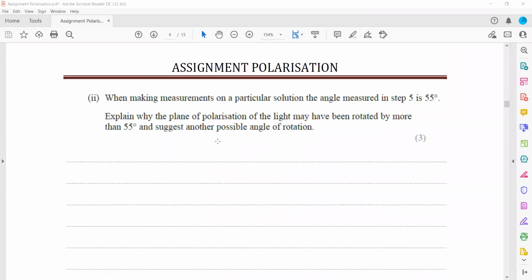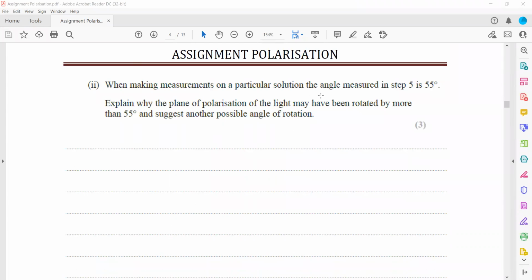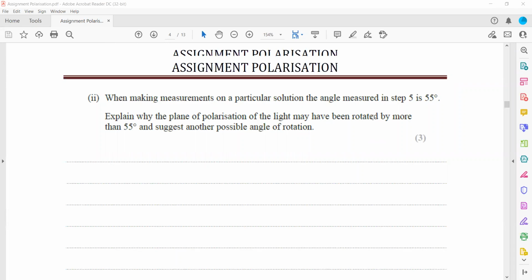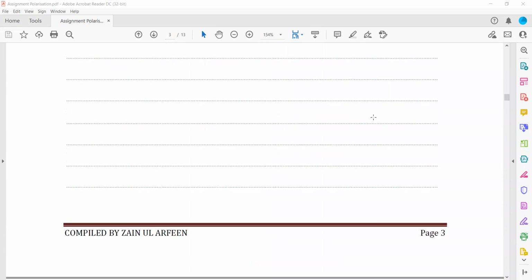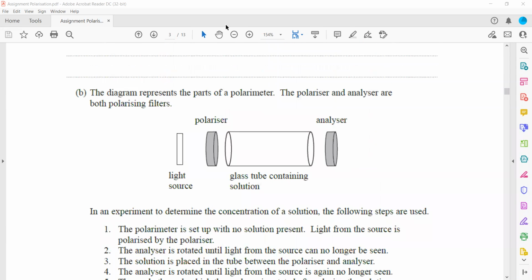Explain why, when making a measurement on a particular solution, the angle measured in step 5 is 55. Explain why the plane of polarization of light may have been rotated by more than 55 and suggest another possible angle. So in this question, what is happening? When we are making a measurement, the angle by which the light is rotated is 55. For example, we place a sugar solution or a solution here.